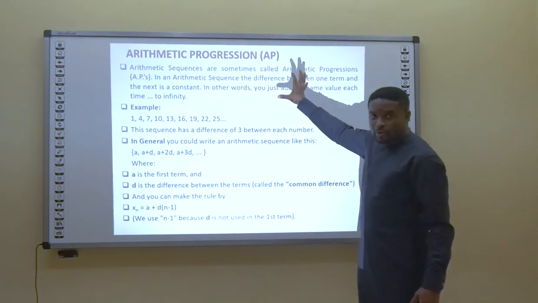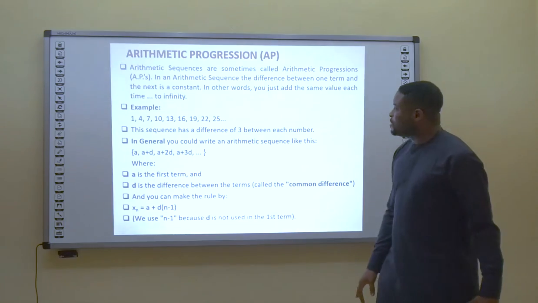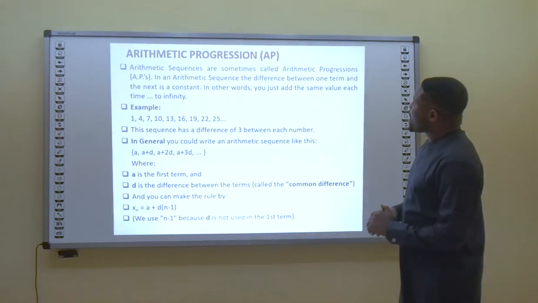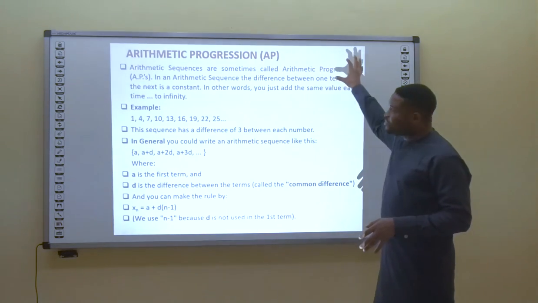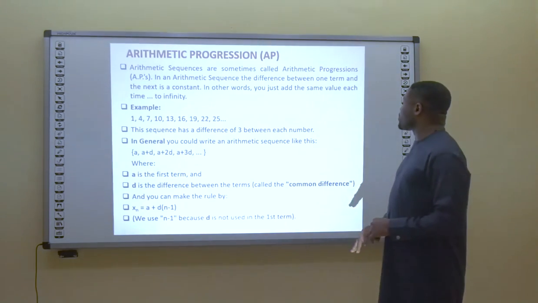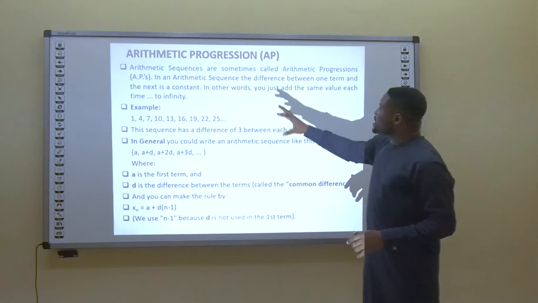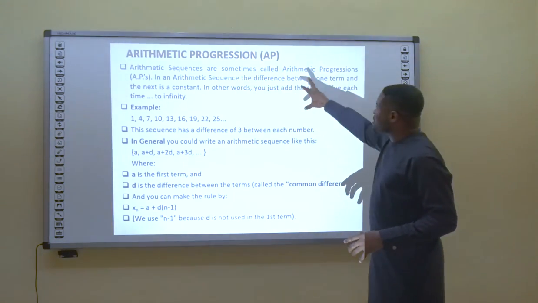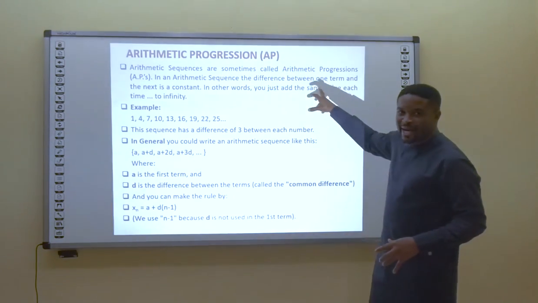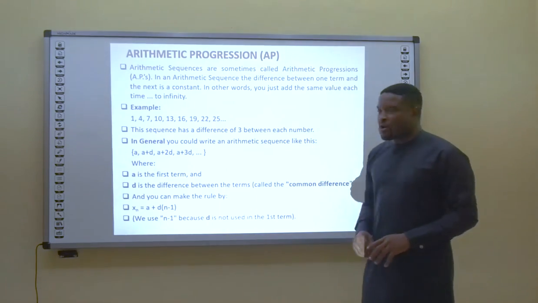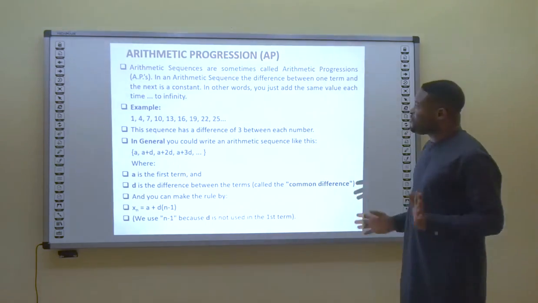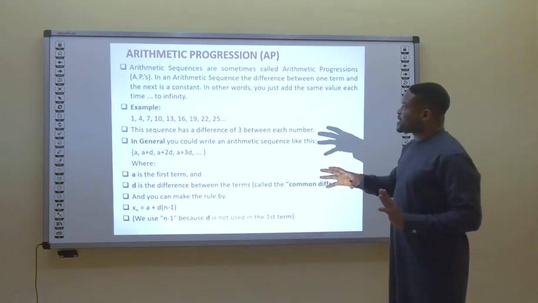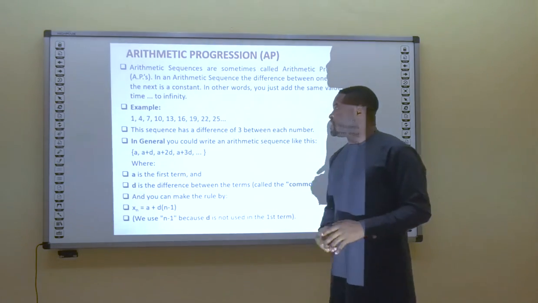Now let's look at progression, arithmetic progression. Arithmetic sequences are sometimes called arithmetic progression. In an arithmetic sequence, the difference between one term and the next is a constant. In other words, we just add the same value each time to infinity.